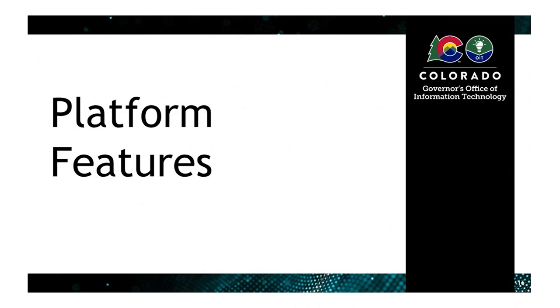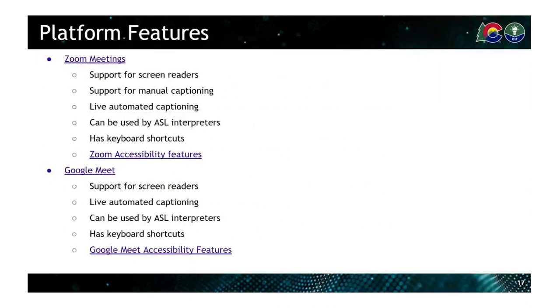Okay, so now let's look at the different platforms that we have access to and some of those features as well. You'll notice that on this particular slide, I've got Zoom meetings linked and I've got Google Meet linked. These will take you to that platform's information page. But then the last bulleted item under each one of these platforms is an accessibility features page that I have linked to as well, if you're interested in learning more about those accessibility features.